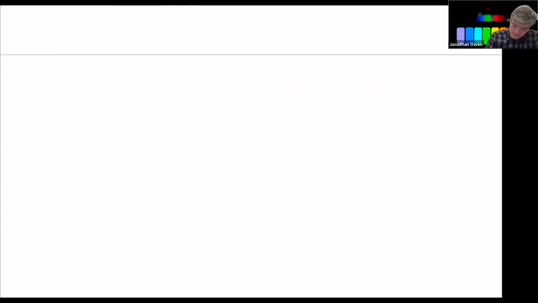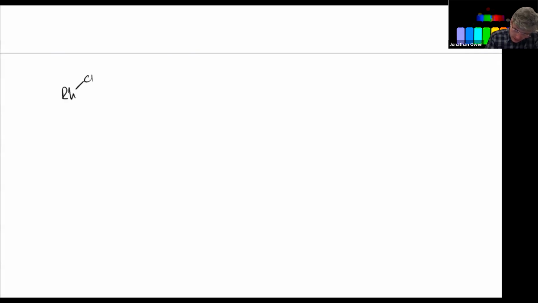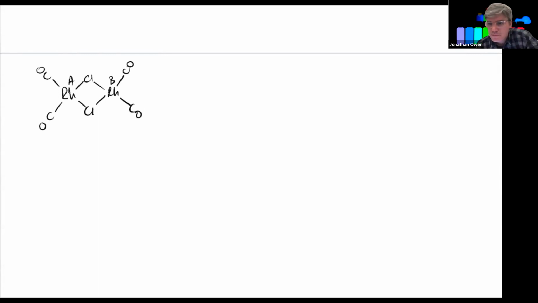Let's do other bridging ligands here, including this rhodium complex. With bridging chlorides, rhodium A and rhodium B again. Now, how do you think about those chlorides? One thing you can do is to draw the molecule like this.